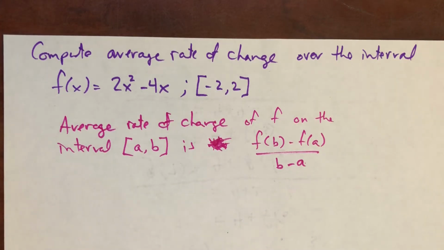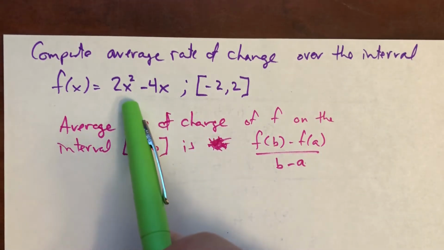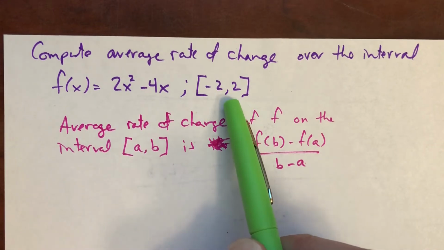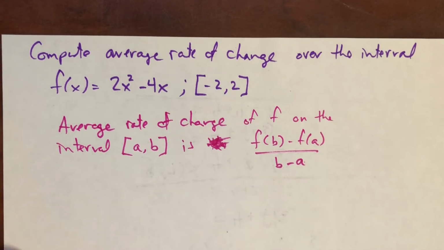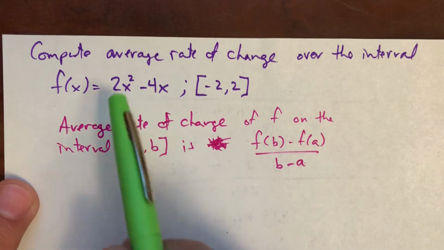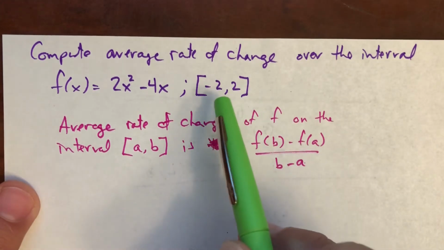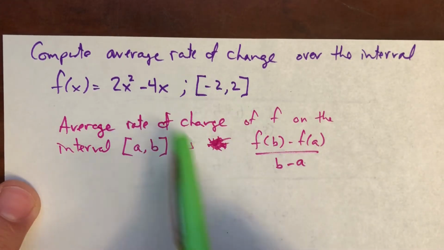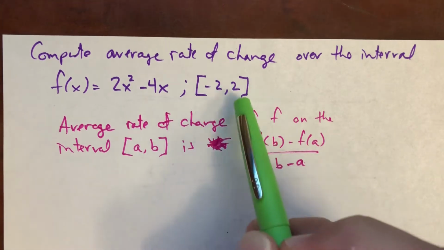All right, now we're going to do an average rate of change problem. So we want to know the average rate of change of this function here over this interval here. What's happening here is we want to know how much this function changed from the x value -2 to the x value 2.